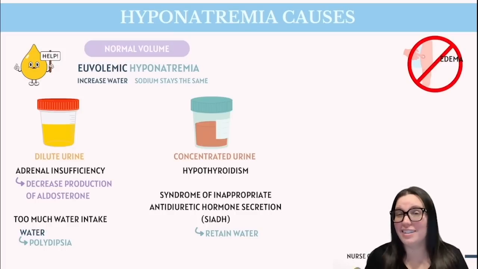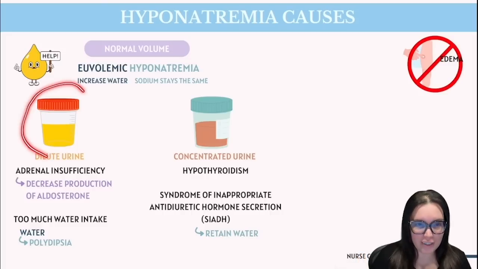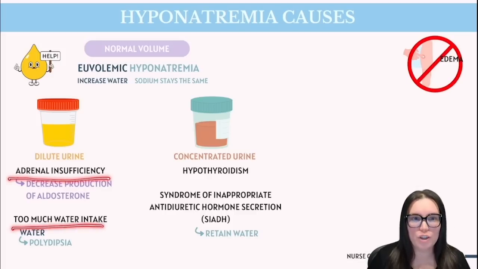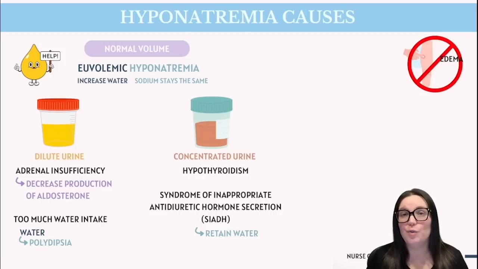Now, depending on the type of urine that we're dealing with, we can figure out the kind of cause. If our urine is more dilute, then that usually means that the body is trying to get rid of excess water. Things like adrenal insufficiency and too much water intake can both cause euvolemic hyponatremia, but they do it in slightly different ways. In adrenal insufficiency, the body doesn't produce enough of the hormone aldosterone, which is ultimately responsible for holding on to sodium. Without enough aldosterone, sodium is going to get lost in the urine, but water levels stay the same or even increase, leading to diluted sodium levels in our blood.